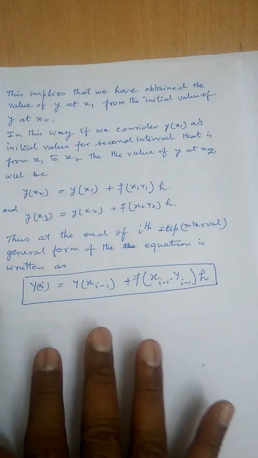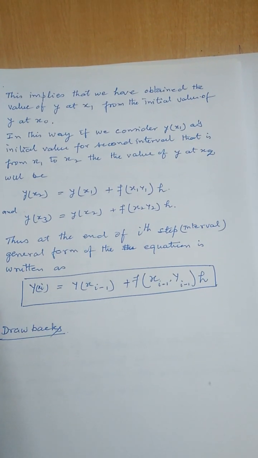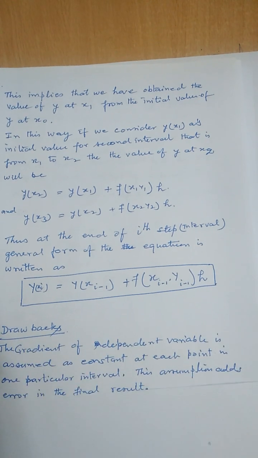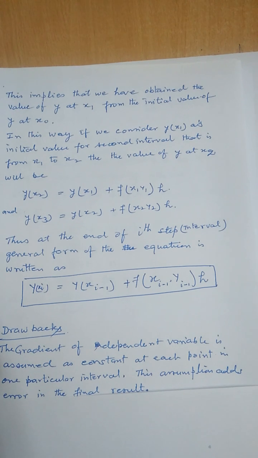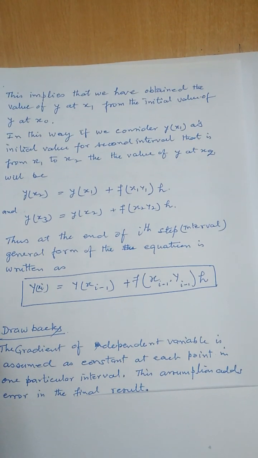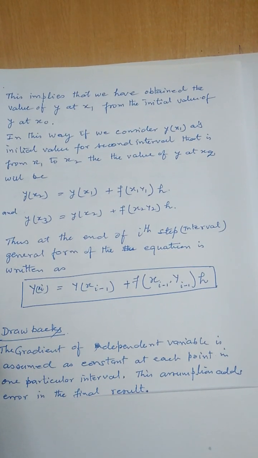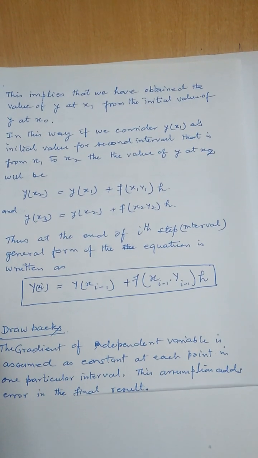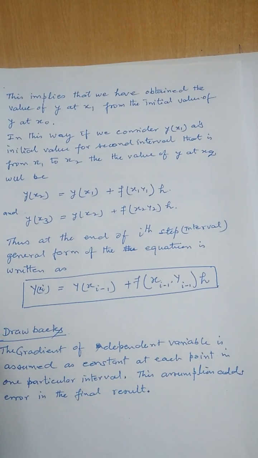What are the drawbacks of this Euler's method? In this particular case we considered the gradient of the dependent variable as constant at every point in one particular interval. Therefore, this assumption adds error in the final result.